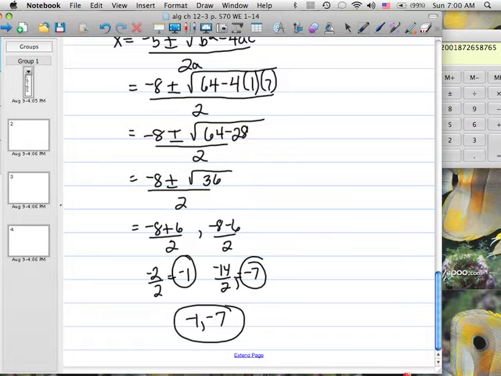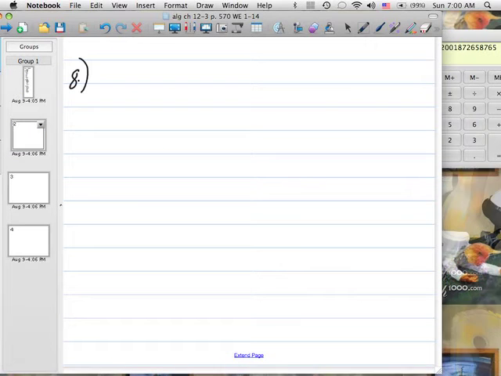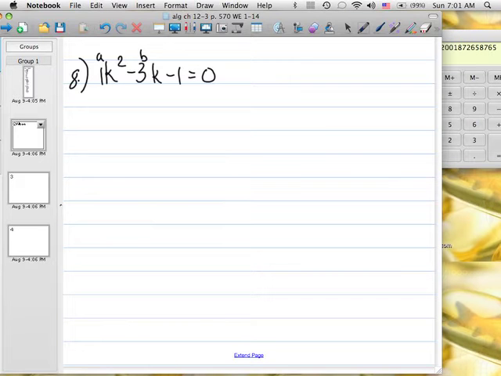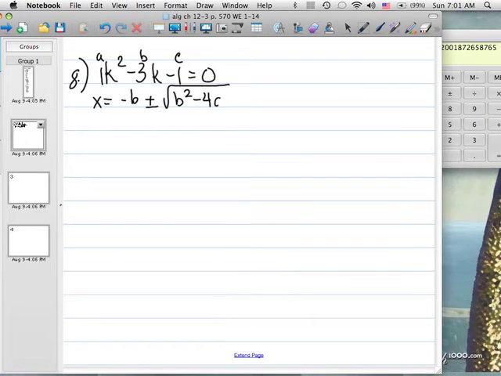Problem number 8. We have k squared minus 3k minus 1. It's in decreasing order, set equal to 0. A is 1, B is negative 3, and C is negative 1. The formula, x equals the opposite of b plus or minus the square root of b squared minus 4ac over 2a.